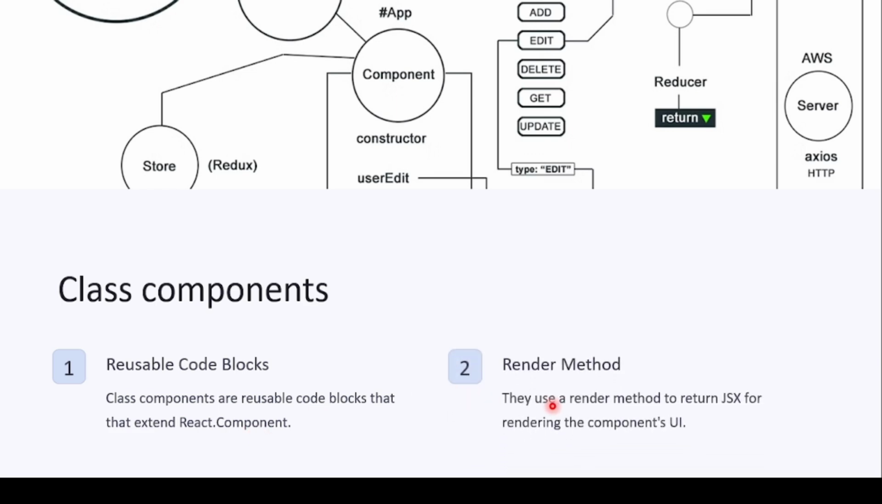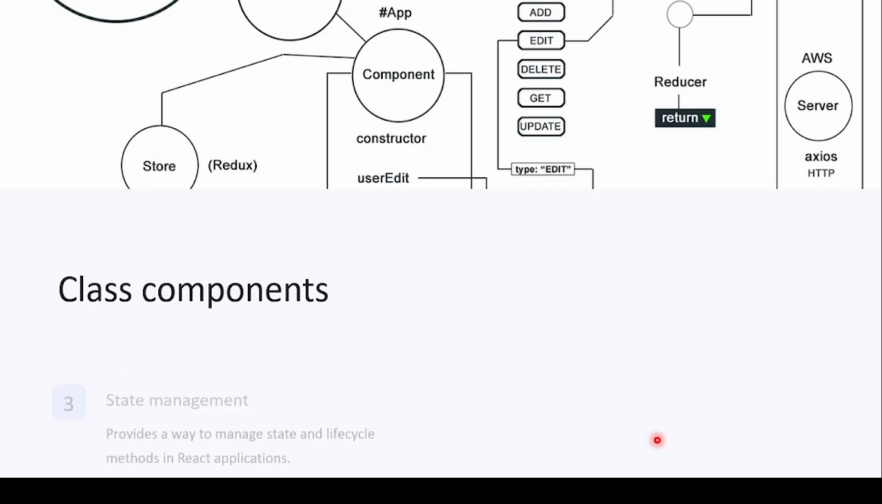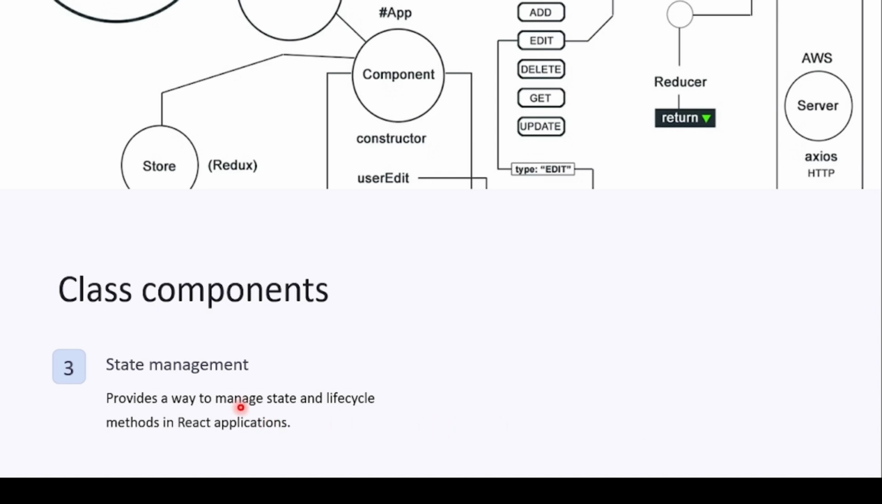The classes are also capable of using a render method to return the JSX for rendering the component's UI. So just like function components, class components are also capable of returning the JSX. The class components also provide a way to manage the state and lifecycle methods in React applications. By the way, we are going to discuss managing states and the lifecycle methods further in the series. Now let's have a look at how to implement the class components.